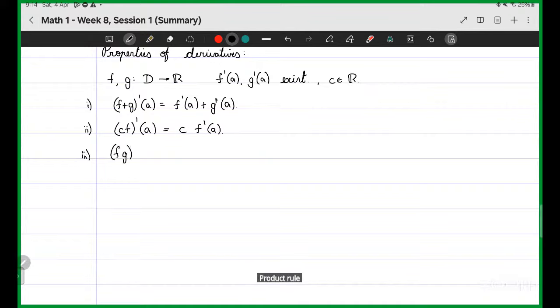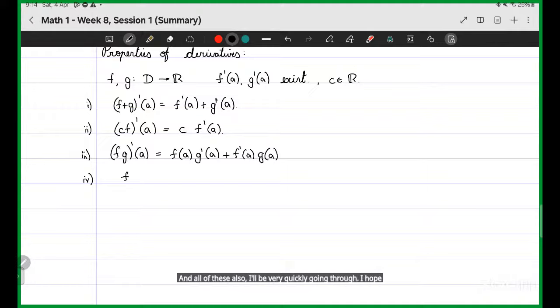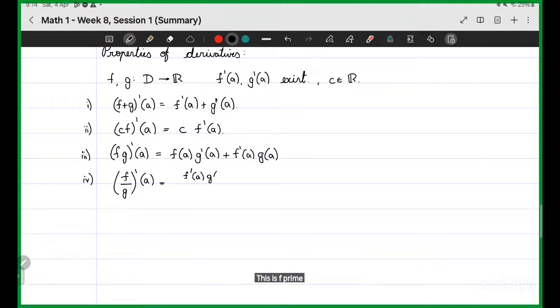And the product rule is where things are slightly different. So you have f of a g prime a plus f prime a g of a. And all of these also I'll be very quickly going through. I hope all of you are familiar with this. If you are not, you have to speak out. For the quotient rule, this is f prime a g a minus f of a g prime a divided by g of a square. As usual, we'll say g of a is not equal to 0.